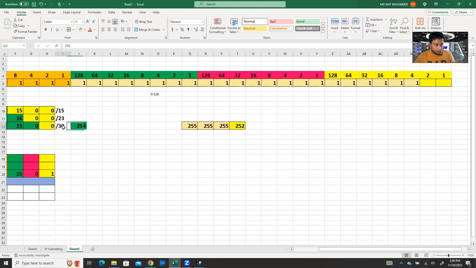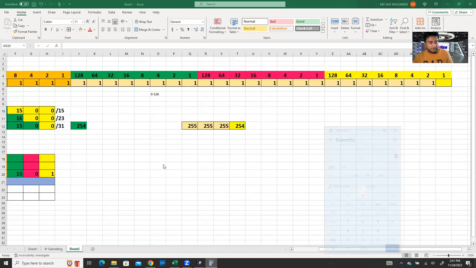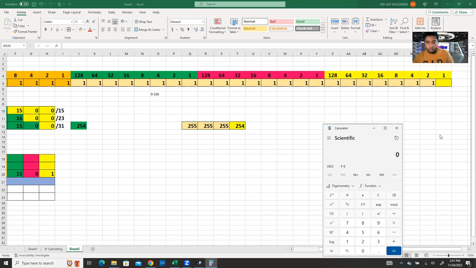So if you go to /31, then you have to borrow one more bit from here and select this one. And now what should be the subnet mask? Your subnet mask will be 254. Only one bit is left for your host. Now do the calculation: how many hosts can you have? So 2 to the power n, where n is your host bit number, minus 2. Let me open the calculator. So that means what?